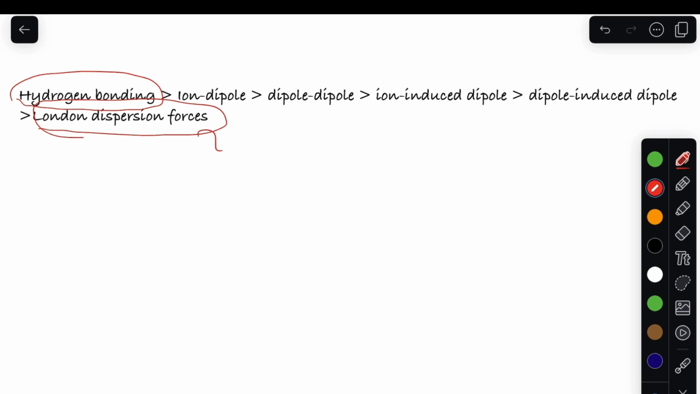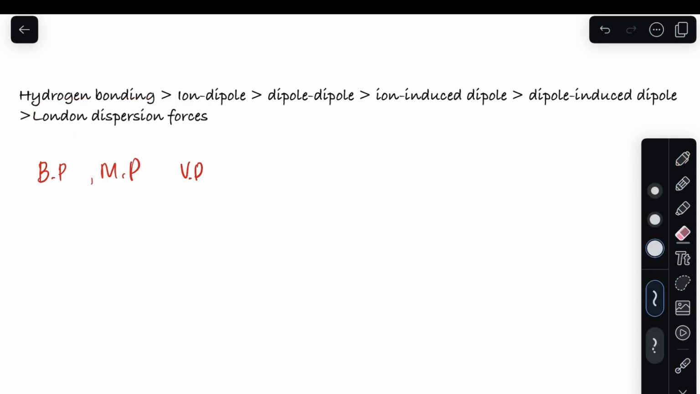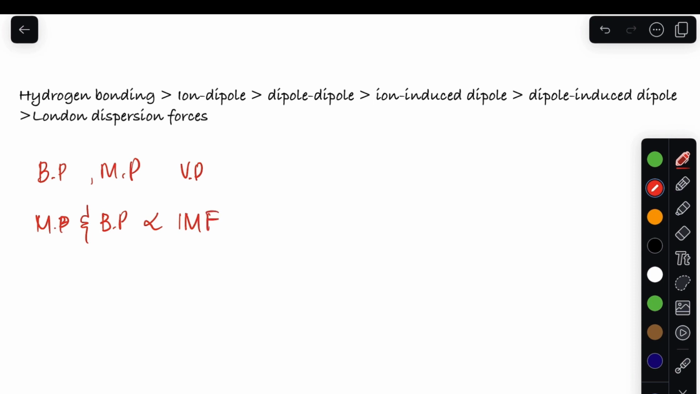Guys, we have what we call physical properties. We have the boiling point, the melting point, and the vapor pressure. We call these the physical properties of molecules. So guys, the melting point and the boiling point are directly proportional to the intermolecular force.